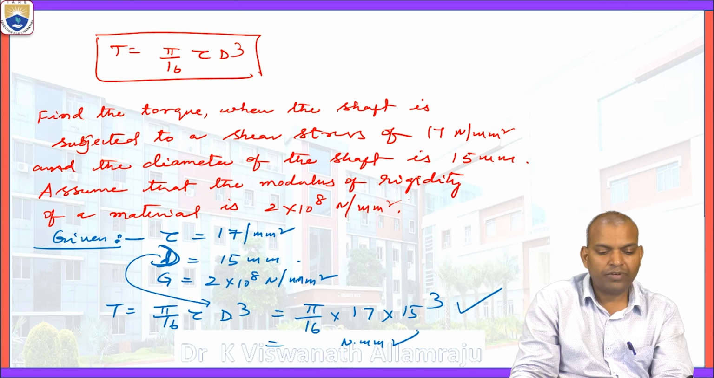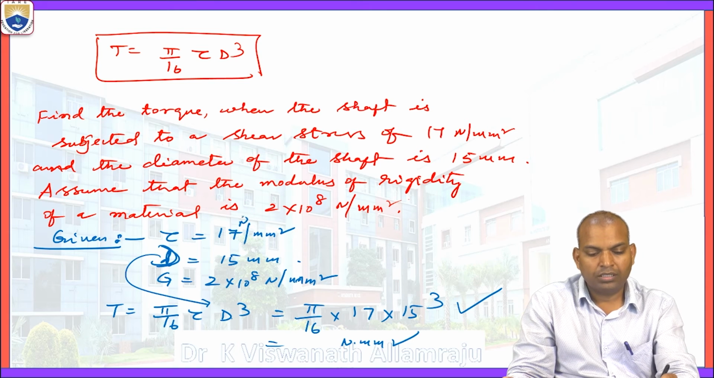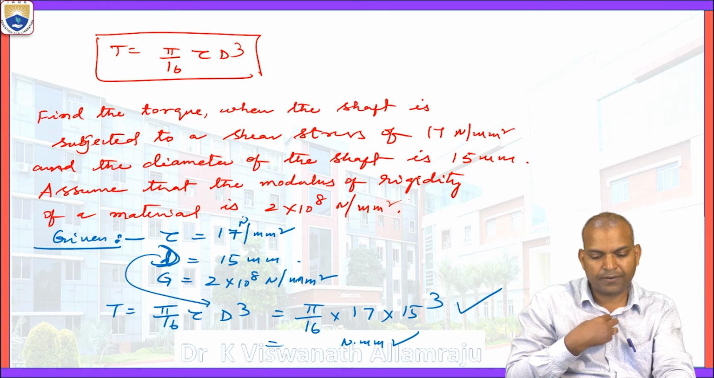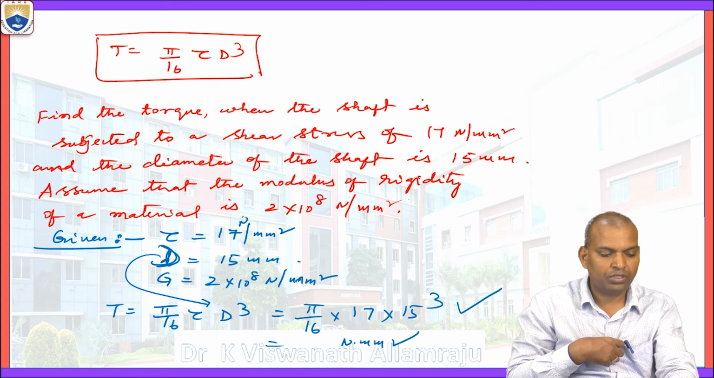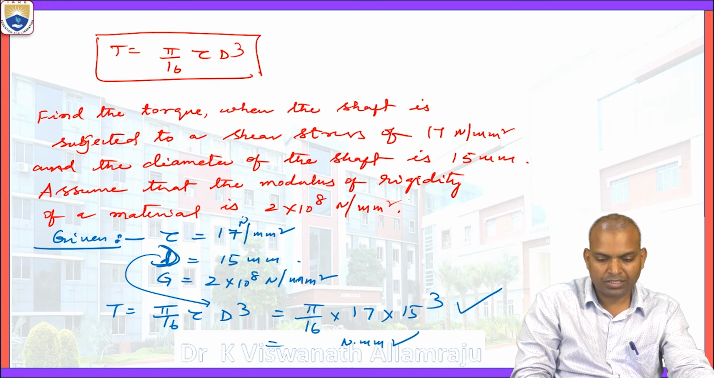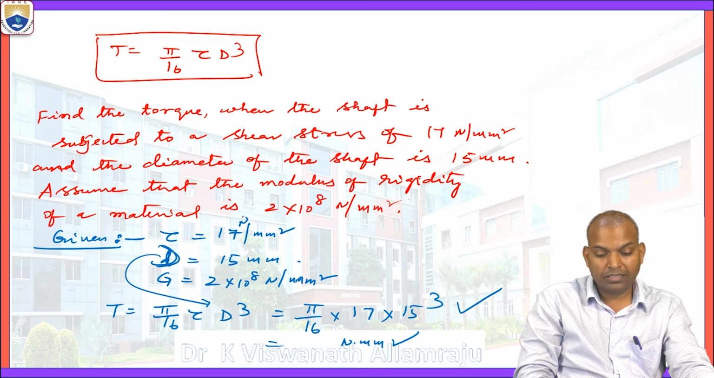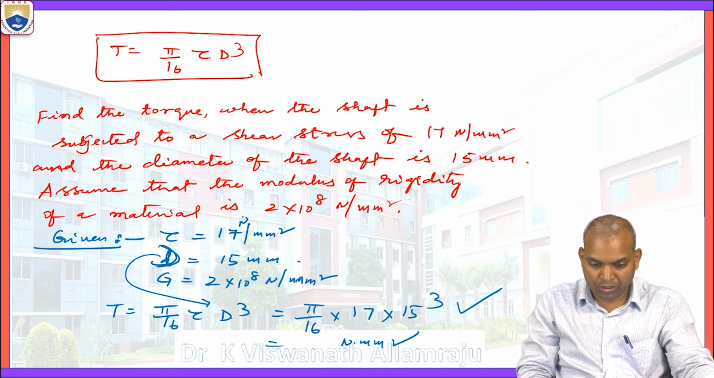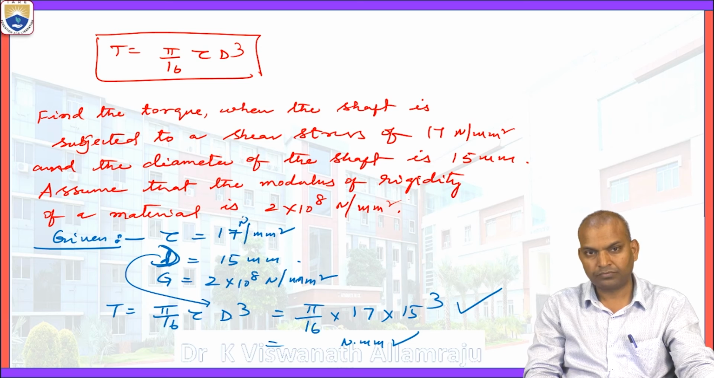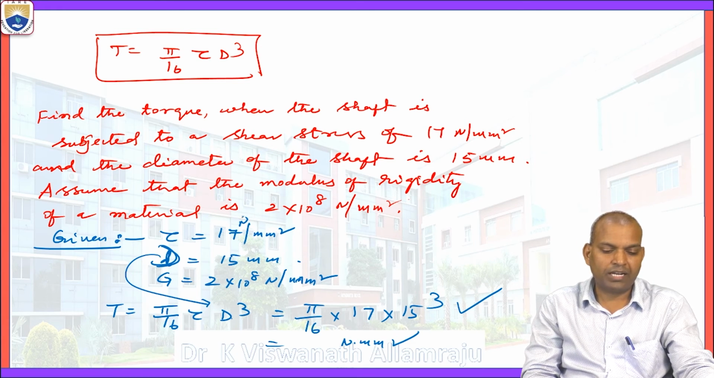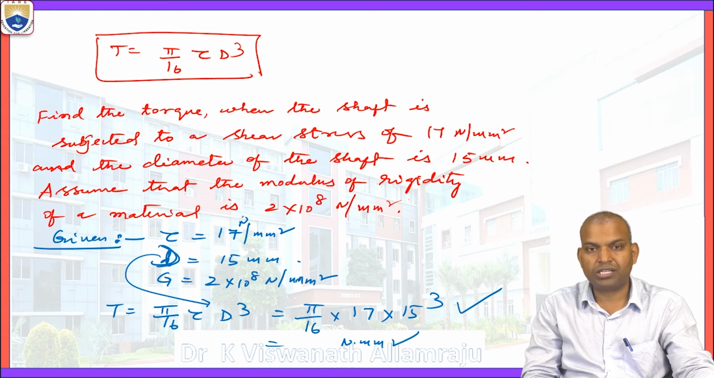Because all parameters are in terms of Newtons and millimeters, that's why the torque value will come in Newton millimeters. If you observe, the modulus of rigidity value we did not use in the formula. That means this is extra data given. So the required data for the torque is the shear stress and the radius. From the shear stress and the radius or diameter of the shaft, we can go for the torque calculation.